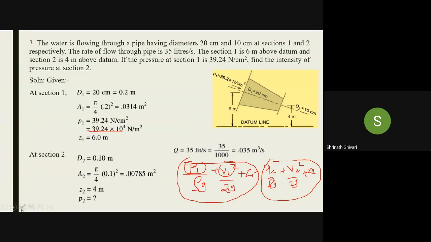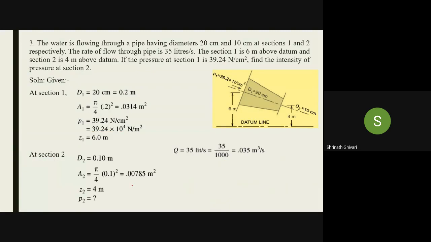How will I find out V1 and V2? Anyone? Q is equal to A1 into V1, sir. A1 V1 equal to A2 V2. Why? Because I have to find out the value of this one.